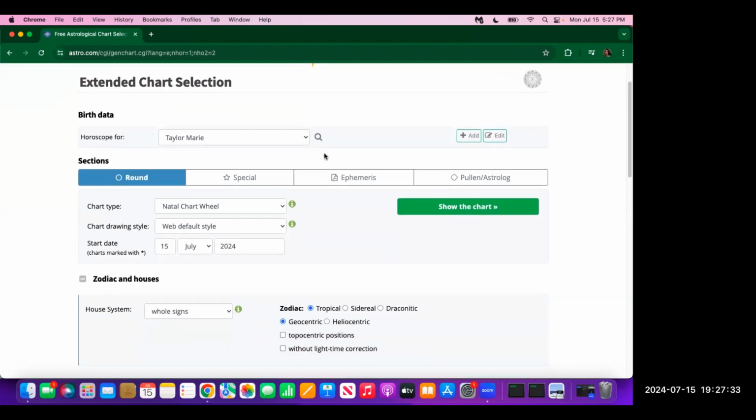Does everyone see a screen that looks like this? Once you put in your information, you hit save and continue. It should have your name. It should have all of this fun stuff.